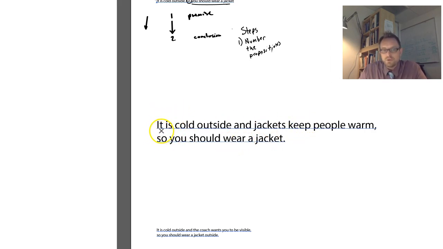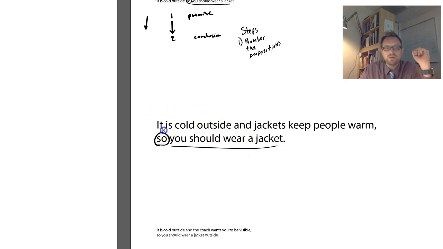First is just to number the propositions. Keep in mind the difference between a proposition and a statement. So we're numbering the meaning, the claims that are being made. We're not worried about where the ands and all this stuff are located. First off, you notice there is a conclusion indicator term here. So this is going to be your conclusion, right?